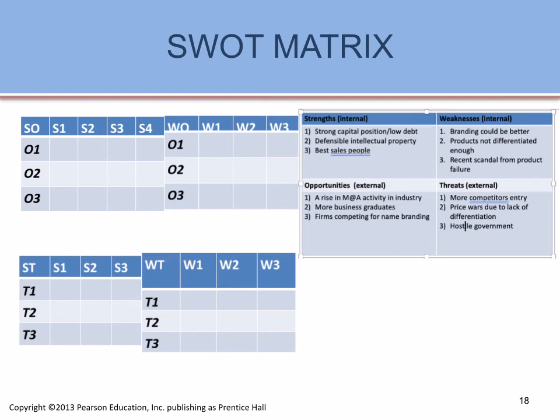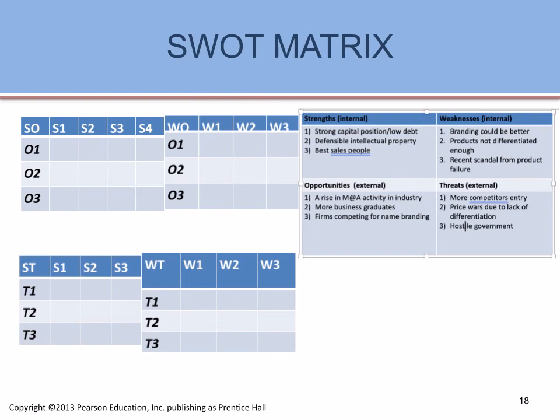For instance, try to match a rise in M&A activity, which is an opportunity, with one of the weaknesses, such as branding, right? Because you have problems in terms of branding. So the strategy we're devising or recommending is a WO strategy.